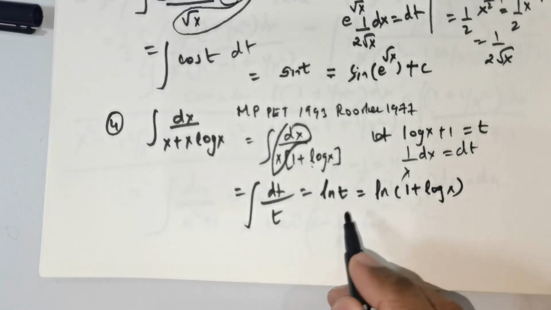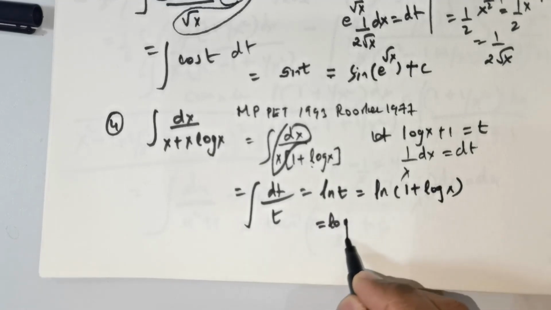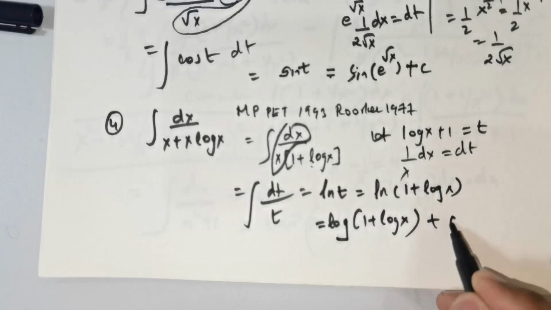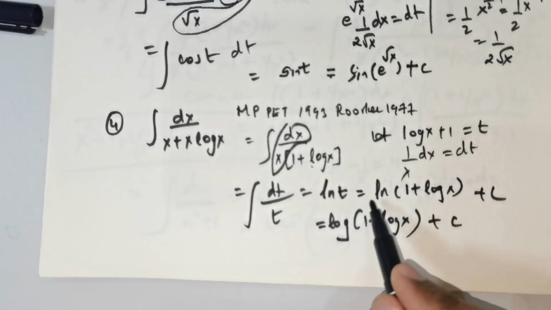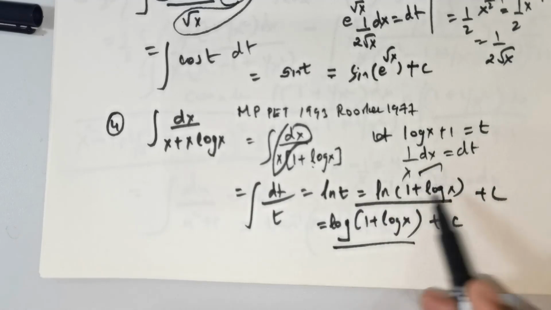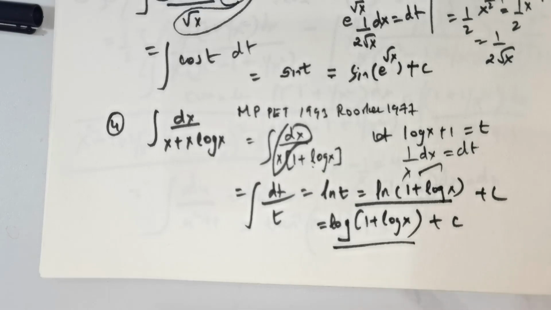Now it's okay to write log of 1 + log x. So of course you need to place the arbitrary constant. So either you can write it like this or you write it like this. I would prefer writing it in this fashion with the natural logarithm. So that will be the end of this question. We'll move on to the next one.